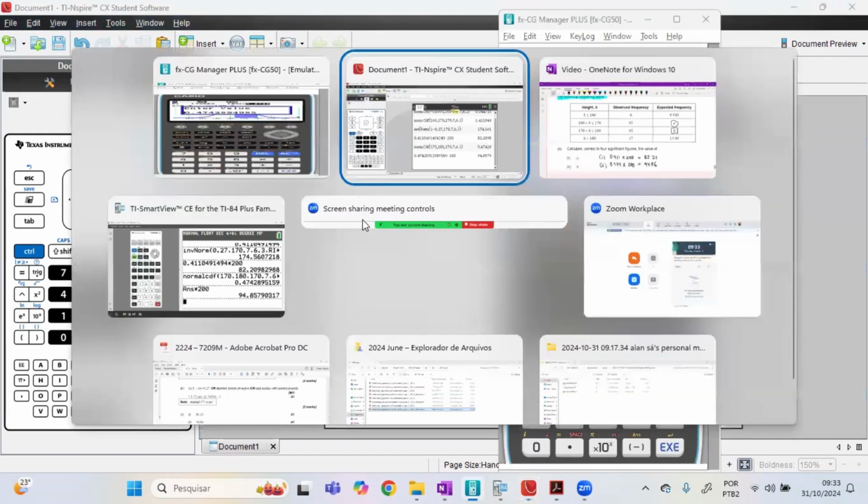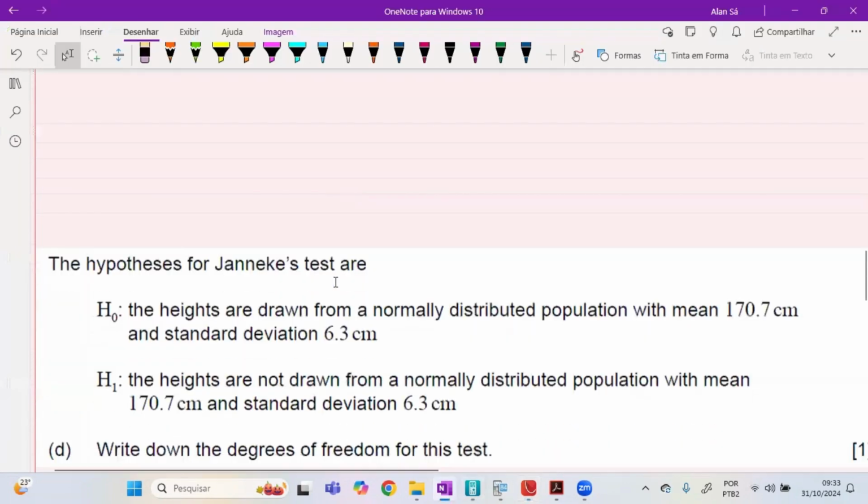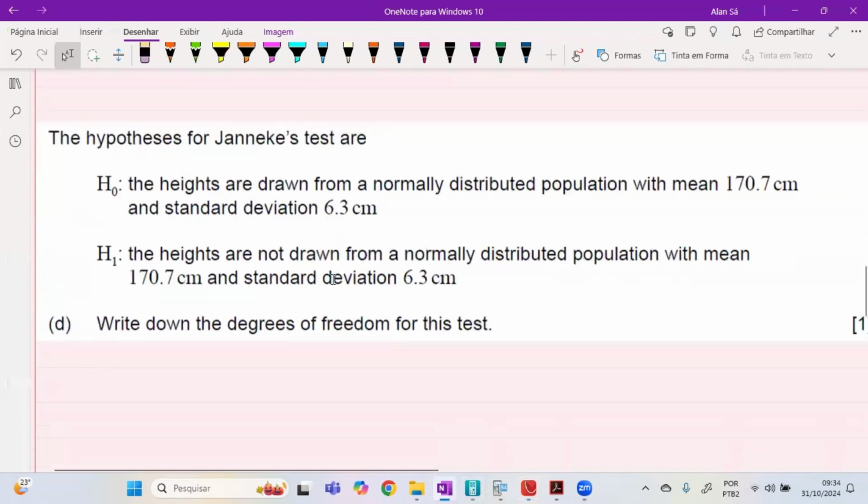Okay, coming back to this part. The hypotheses for Janneke's test are: the heights are drawn from a normally distributed population with mean 170.7 centimeters and standard deviation 6.3; the heights are not drawn from a normal distribution.